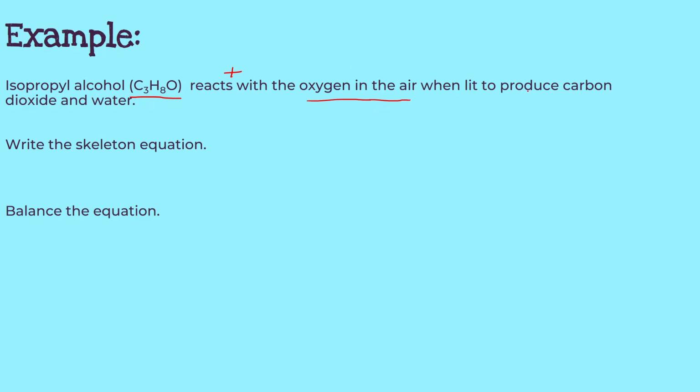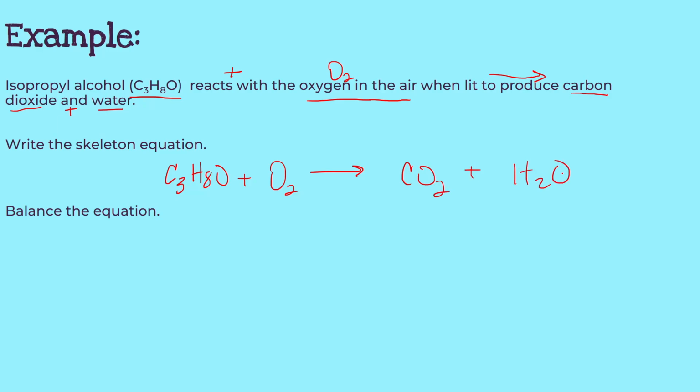When lit, to produce. So to produce is my arrow. That's my yield sign. Carbon dioxide, there's product number 1, and plus sign, water, product number 2. So this is going to be pretty easy to throw down. Let's go ahead and get started. We're going to have C3H8O plus oxygen. Remember, oxygen is O2. Yields CO2 plus H2O. Now, it doesn't matter what order you put these in. You could have put water first or carbon dioxide first. It does not matter as long as they're on the product side.